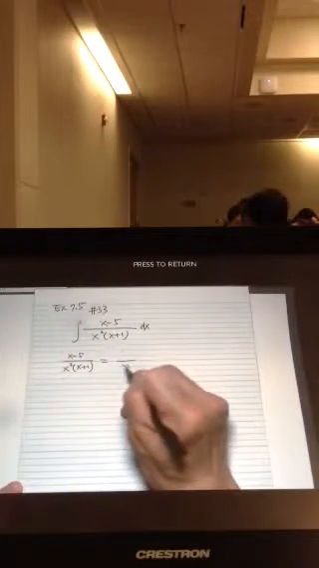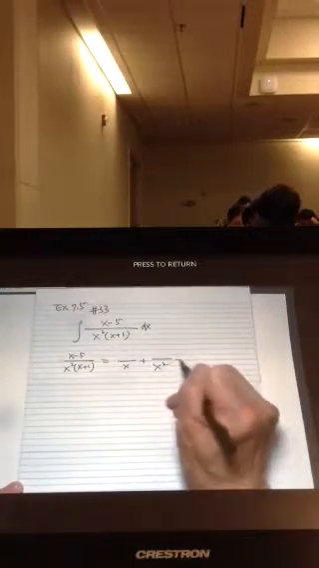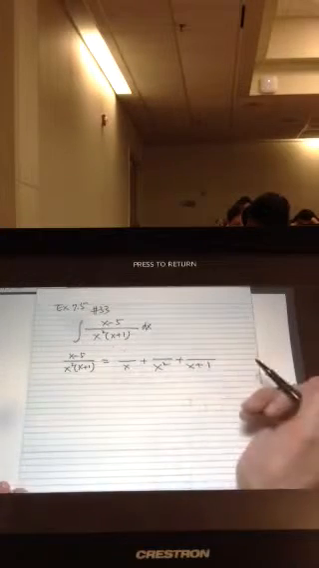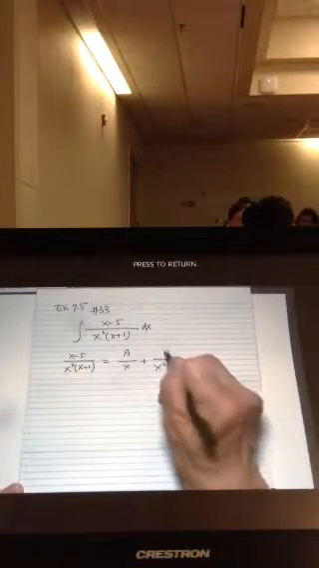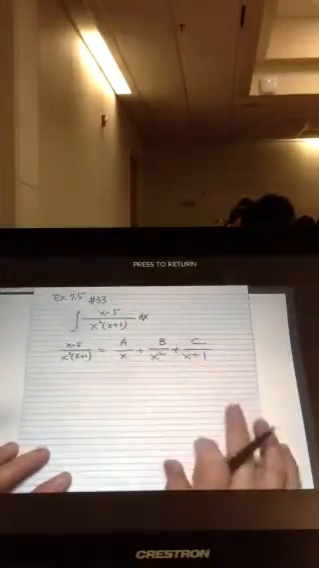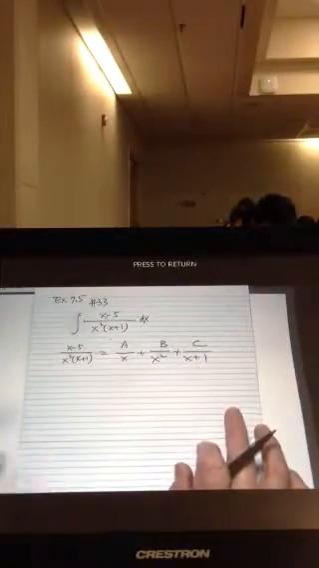Okay, so it's x, right? Remember, it's x squared and x plus 1, right? And A, B, C. So we need to find out what A, B, and C are, okay? I need to find out what A, B, and C are. So how do I do it?